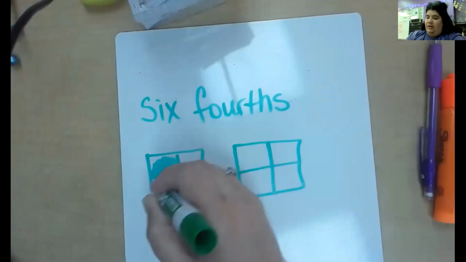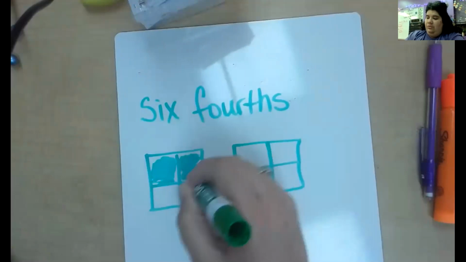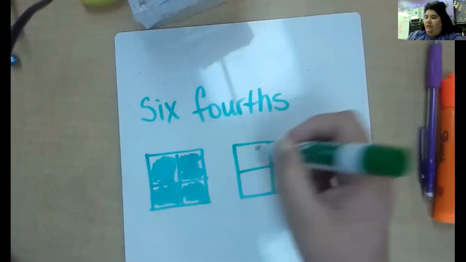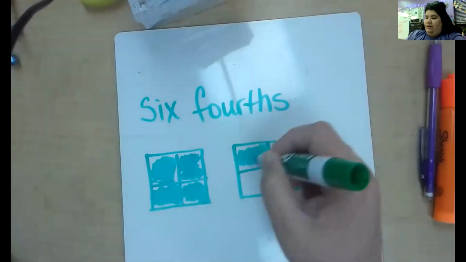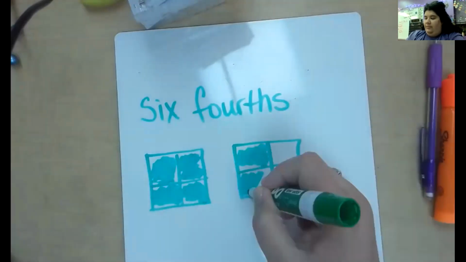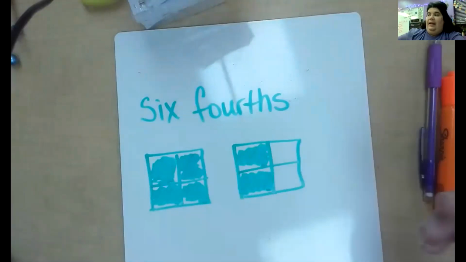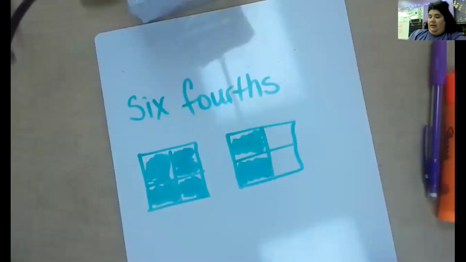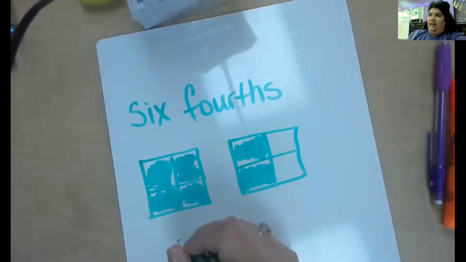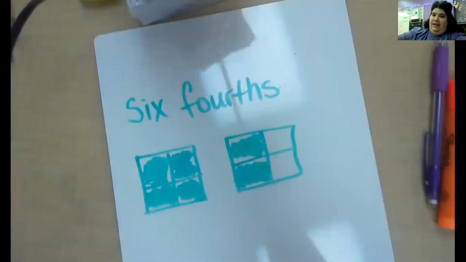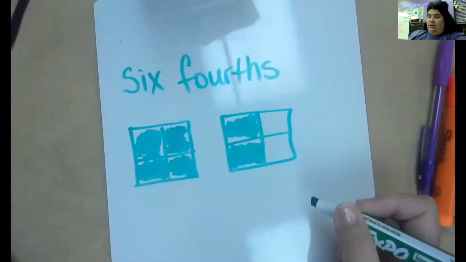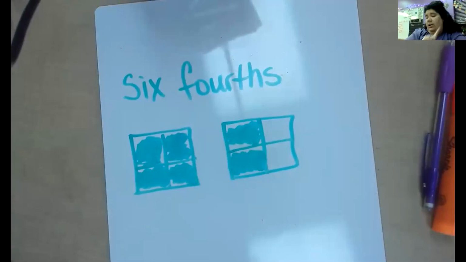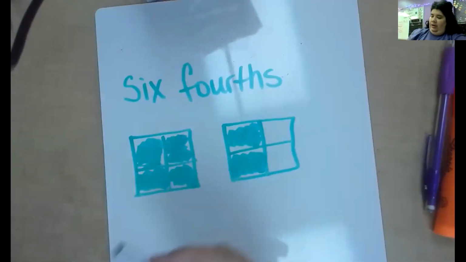One, two, three, four, five, six. Now, the tricky part is how to write it. This one on the left here is completely full. So that shows me one entire group.